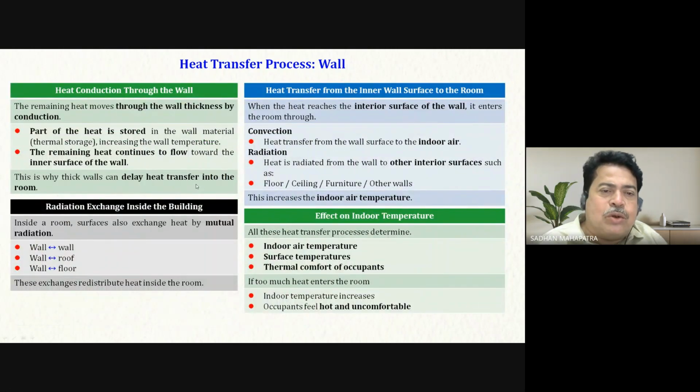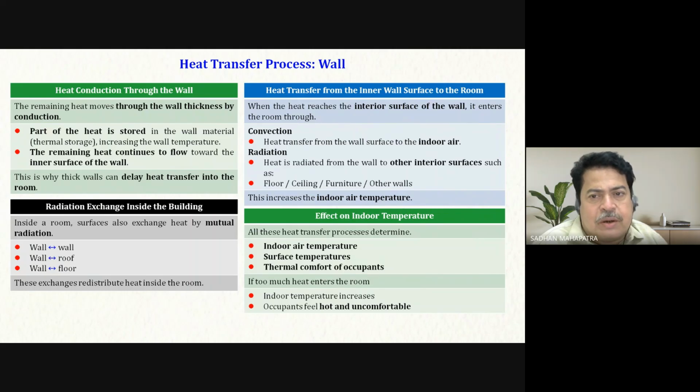Heat conduction through the wall: the remaining heat moves through the wall thickness by conduction. Part of the heat is stored in the wall material, which is called thermal storage, and that increases the wall temperature. The remaining heat continues to flow towards the inner surface of the wall, and this is why a thick wall can delay the heat transfer into the room.